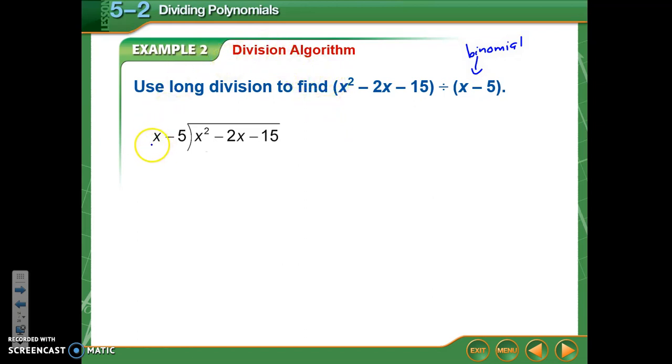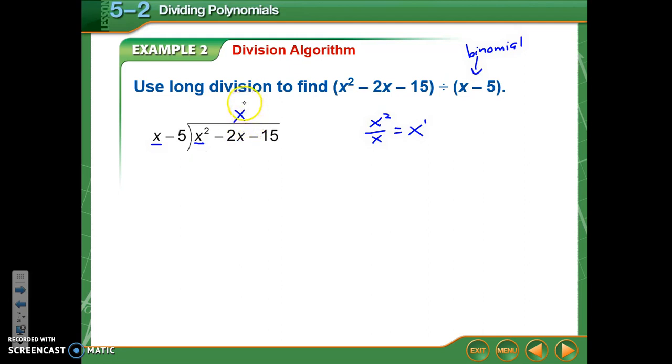So I'm going to look at the first term of my binomial, x, and ask, how many times can x squared, the first term of my polynomial, be divided by x? Right? X squared divided by x is what? Well, it's x to the first power, right? So x squared divided by x is x. So I write that above the x term.